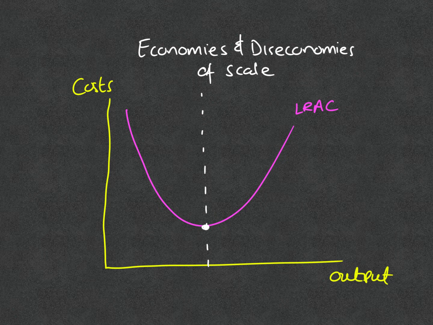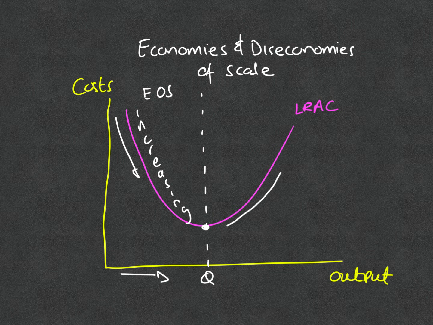Therefore, if costs are falling as output is rising up until point Q, this side of the diagram becomes known as economies of scale, otherwise known as increasing returns to scale. On the other side of the diagram, you can see that as you continue to expand and get bigger in size and continue to produce more, costs now start to rise. Again, this is referred to as the diseconomies of scale, or we know it as decreasing returns to scale.